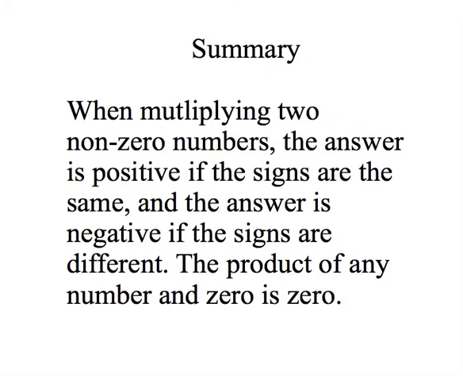To summarize, when multiplying 2 non-zero numbers, the answer is positive if the signs are the same, and the answer is negative if the signs are different. The product of any number and 0 is 0.